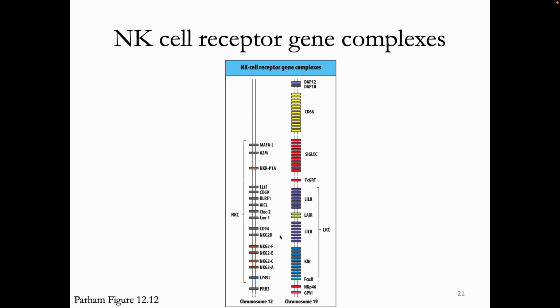These are all germline encoded receptors. And so again, if we think about the NK receptors, these receptors are germline encoded. So there's another place where we can see that NK cells are maybe not behaving as nicely as we might like.